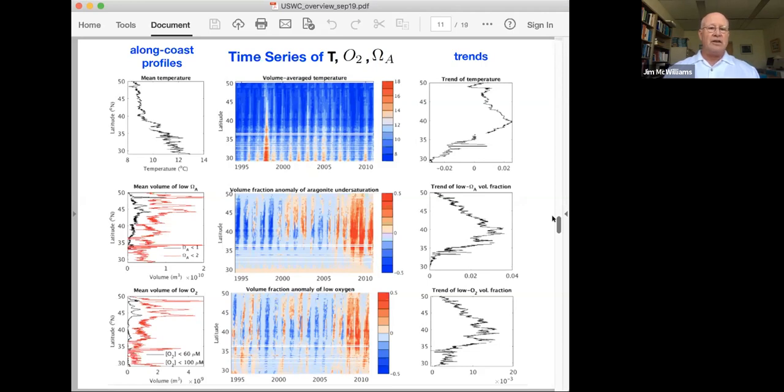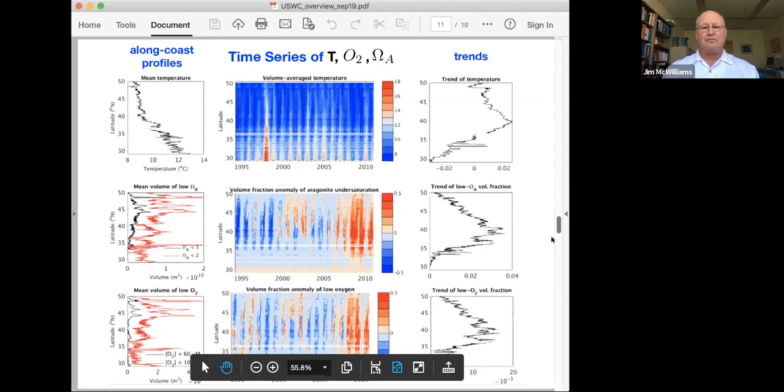On the other hand, you can clearly see the increasing acidification and hypoxia in the annual cycle oscillations of aragonite and oxygen. On the left are the along-coast profiles with different thresholds in the oxygen and aragonite for the volume at risk. And you see the time trends on the right, and they're all increasing: temperature, acidification, and hypoxia.